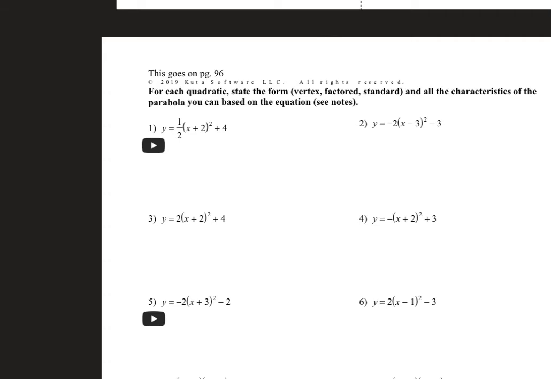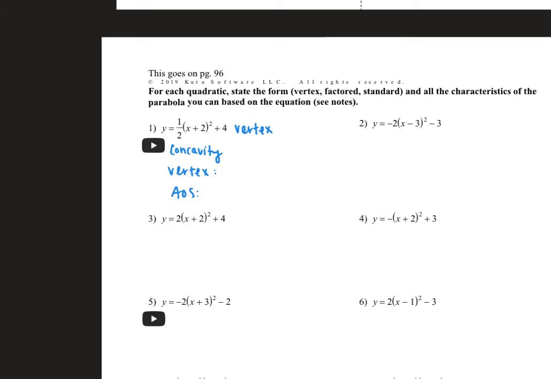So starting with number 1. For each quadratic, we're going to state the form and all the characteristics that we can based on just the equation. All right, so looking at number 1, this is written in vertex form. Okay, and vertex form tells us 3 things. It tells us the concavity, it tells us the vertex, and it tells us our axis of symmetry.